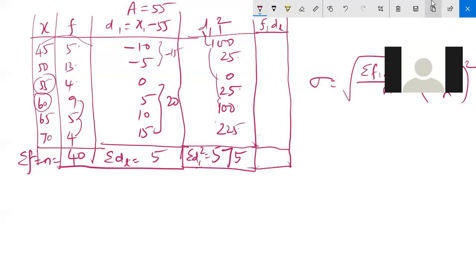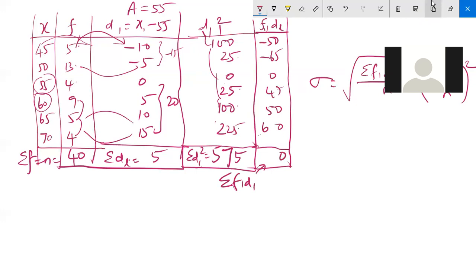Okay, so Fi di is this one: 5 into minus 10, minus 50. 13 into minus 5, minus 65. 4 into 0, 0. 9 into 5, 45. 5 into 10, 50. 4 into 15, 60. Now you have to find sigma Fi di. How much is sigma Fi di? This is minus 50, minus 115 is coming here. Plus 155. So that means 155 minus 115, that is 40. So sigma Fi di is equal to 40.